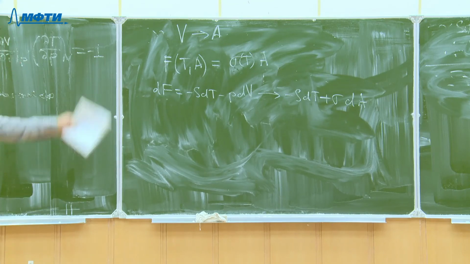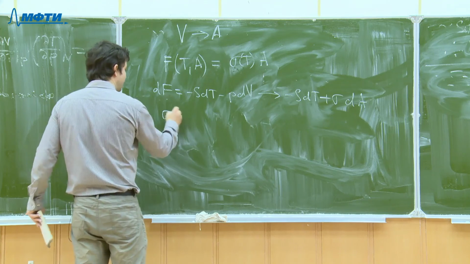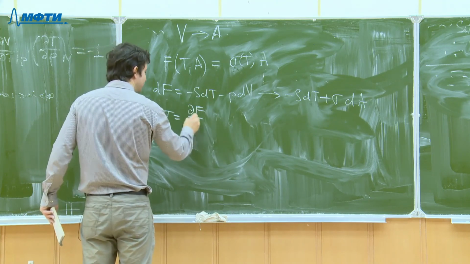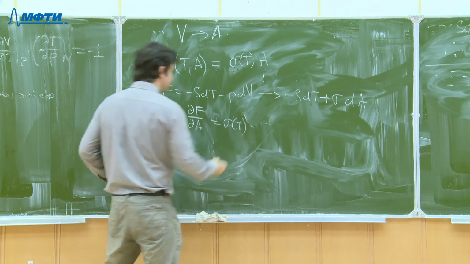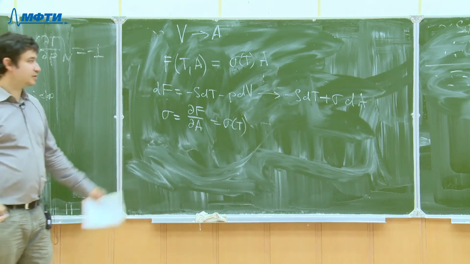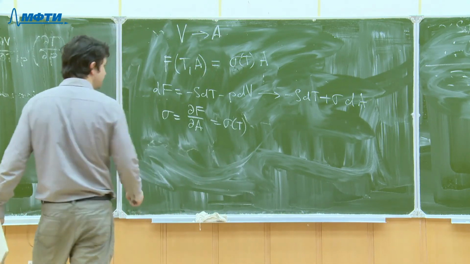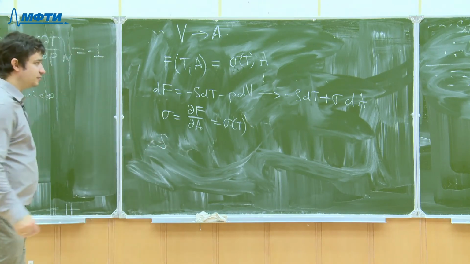Okay, so from this expression, I can get sigma by differentiating it over the area, and that is actually sigma of t, which is quite obvious. So I haven't introduced anything by doing this derivative. But I can determine the entropy of my surface, which is more interesting.